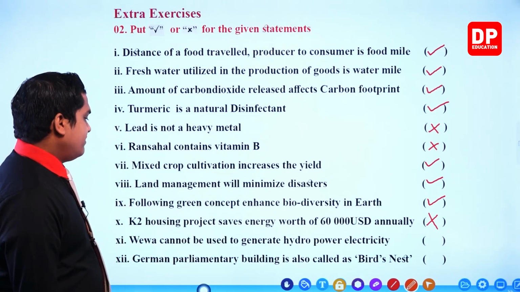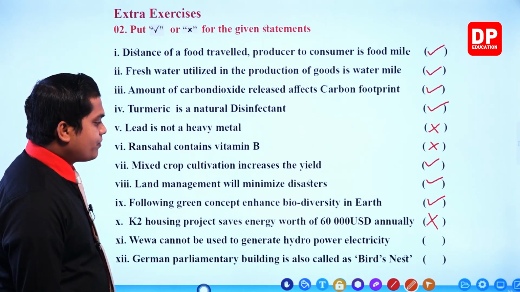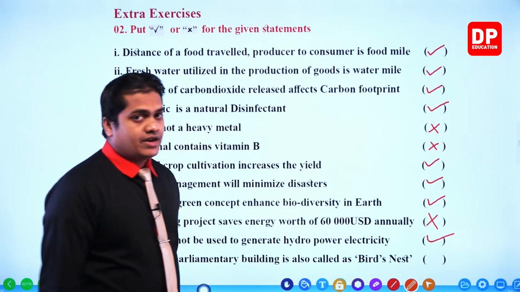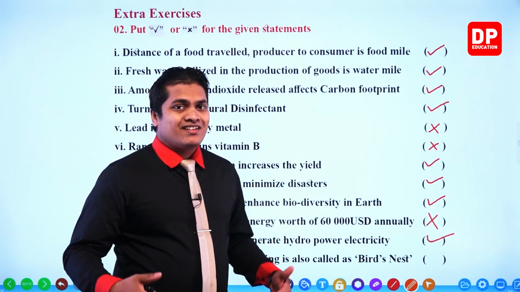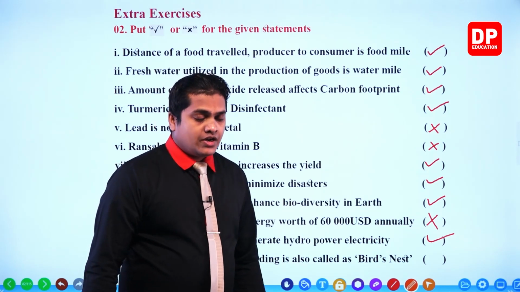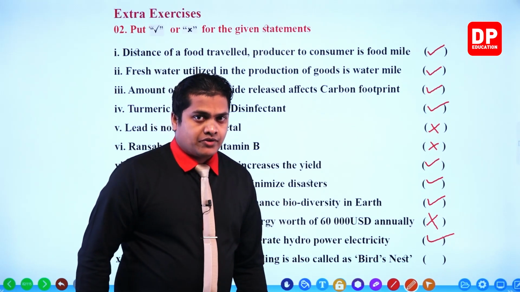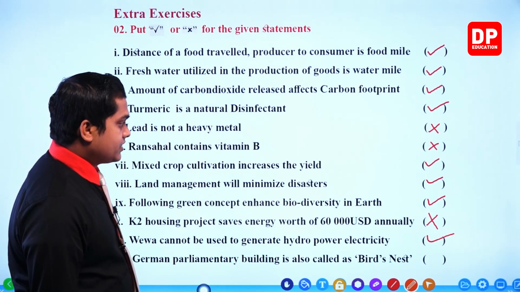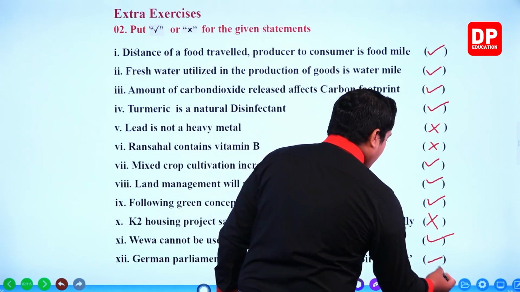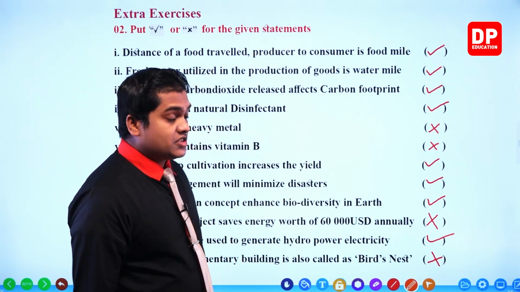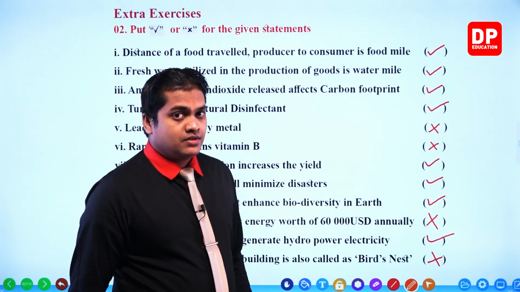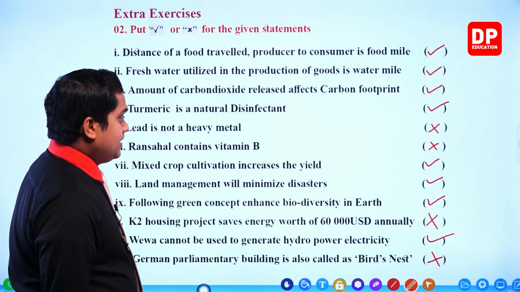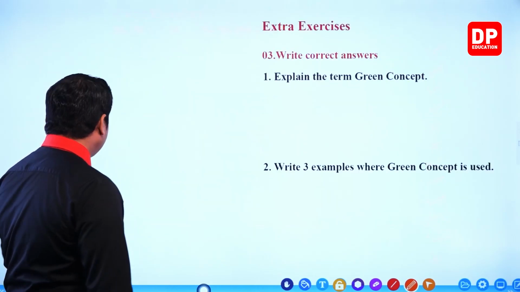Next one. Water cannot be used to generate hydropower electricity. That is correct. No problem. We can't use water or a tank to generate hydropower electricity, because water is retained over there, right? So we can't use a tank to generate hydropower electricity. Next one. German parliamentary building is also called the bird's nest. Incorrect. The Beijing National Sports Stadium is the one which is referred to as the bird's nest. So these are the answers for the second question, my dear children. Now let's head on to see the third type.